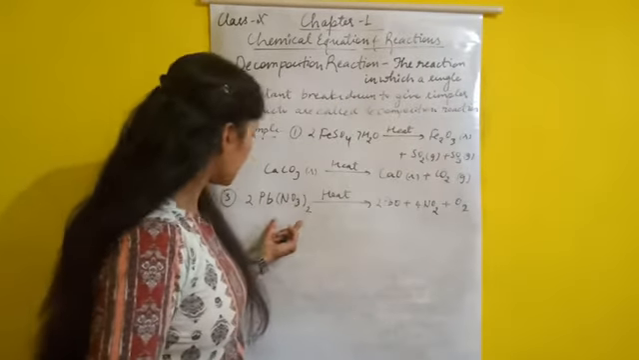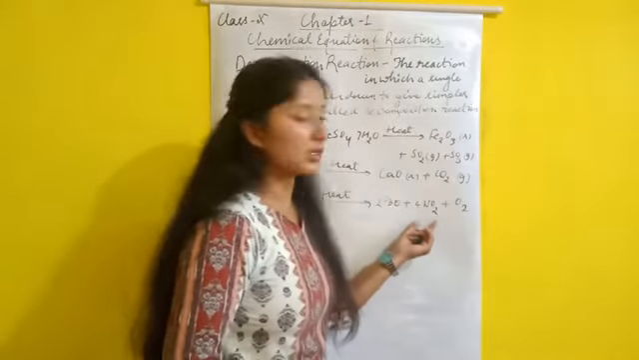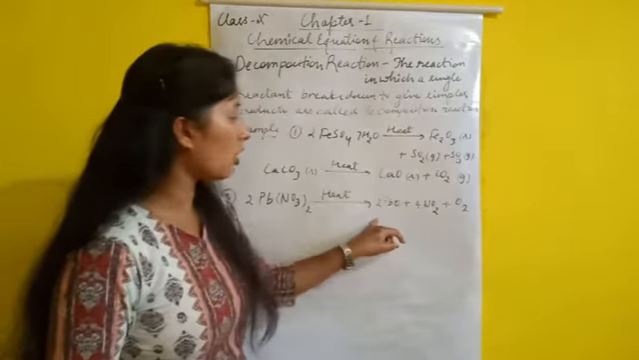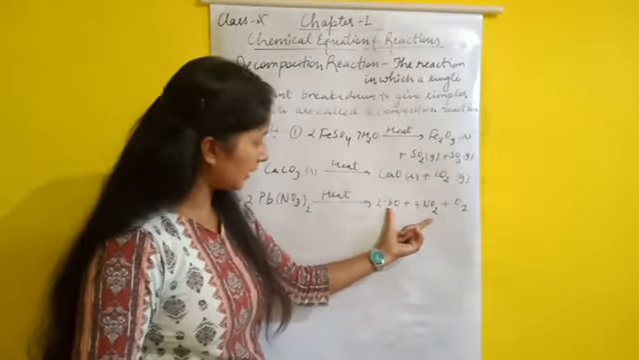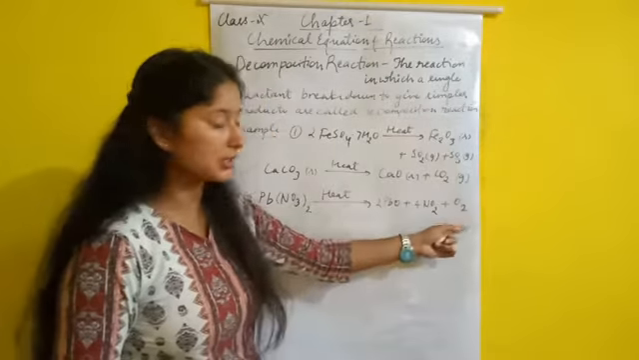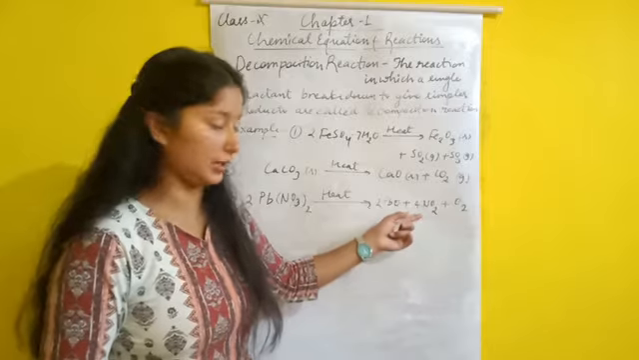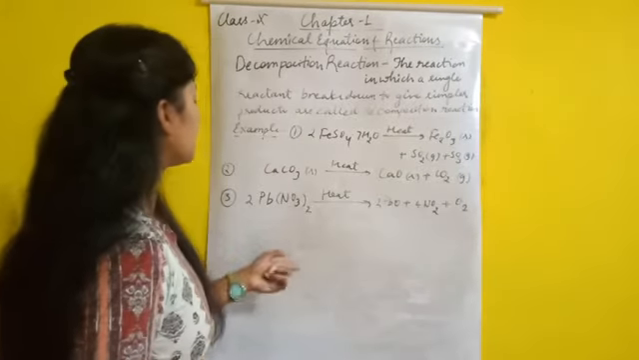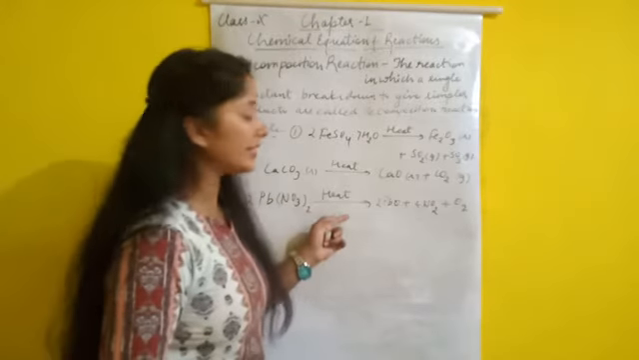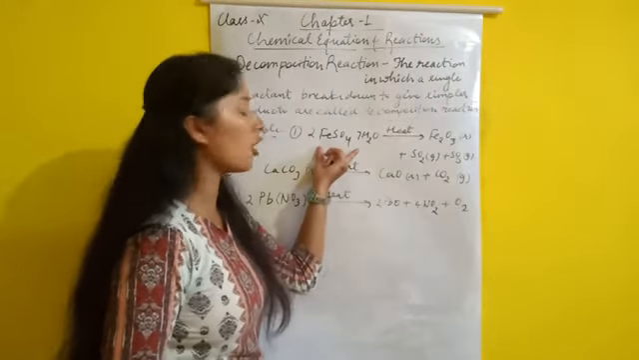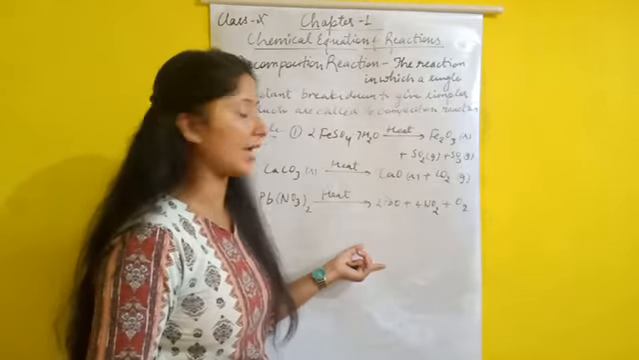When this reaction is performed in the laboratory, brownish fumes appear because of the decomposition of lead nitrate into lead oxide, nitrogen dioxide and oxygen, and these brownish fumes are due to nitrogen dioxide. So this is another example of decomposition reaction, because in these three reactions heat is required for decomposition of a single reactant. So we can say these are thermal decomposition reactions.